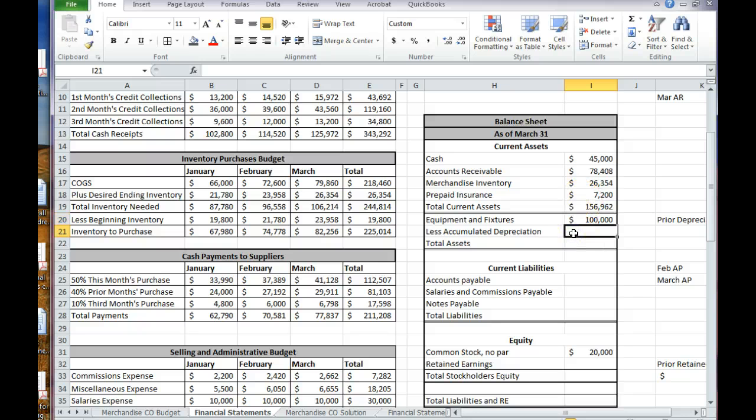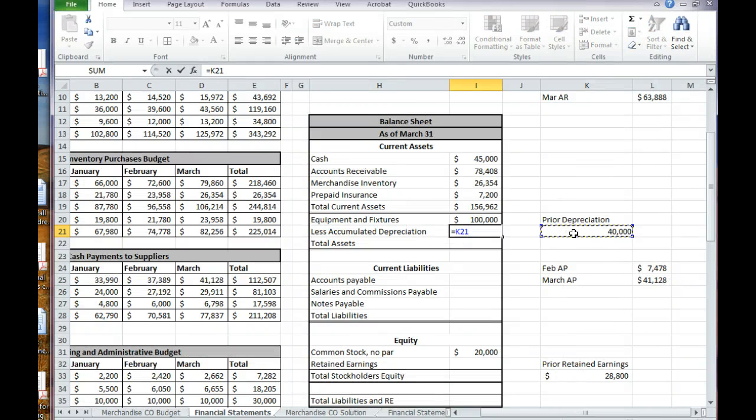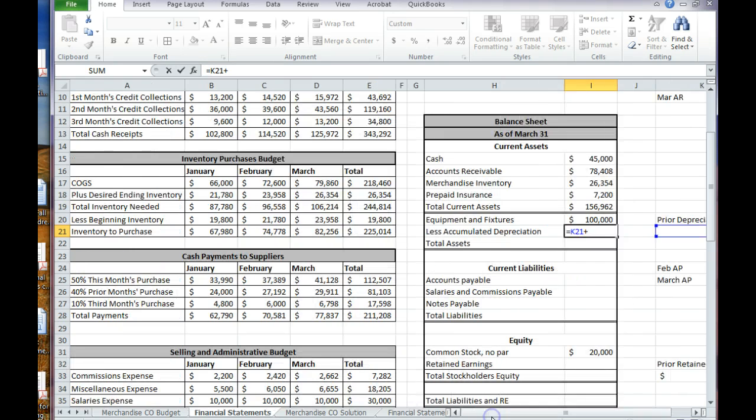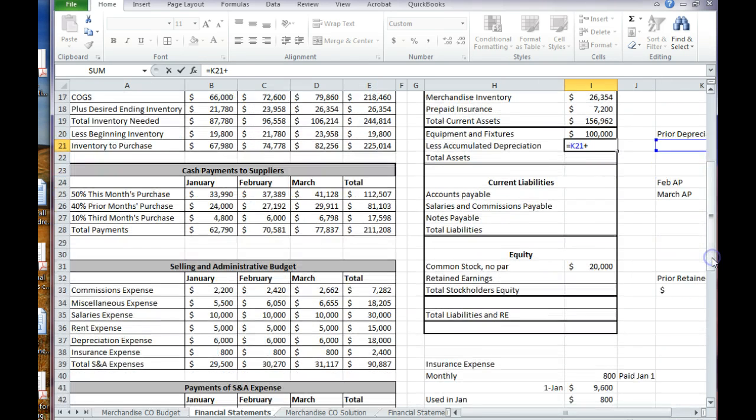Equipment and fixtures I gave you. Less accumulated depreciation. So what do we have? I gave you a prior depreciation here. This is a given. You don't have to calculate that. But then we have depreciation expense. Remember from the S&A budget? So we scroll over here, we scroll down. We have depreciation expense. And that's going to give you your accumulated depreciation. So your total assets are going to equal current assets plus equipment and fixtures plus accumulated depreciation.